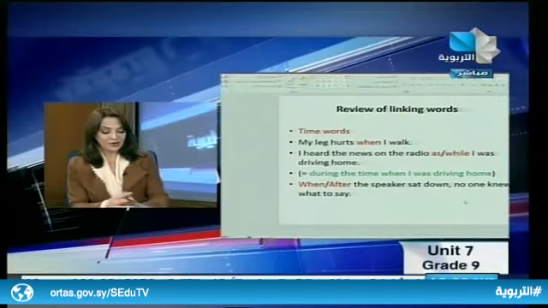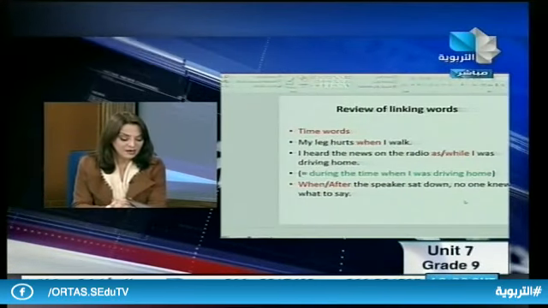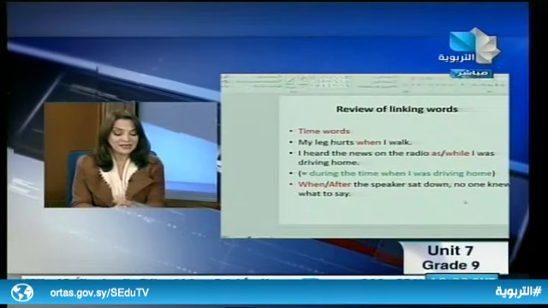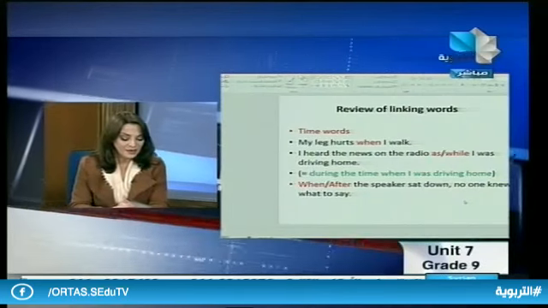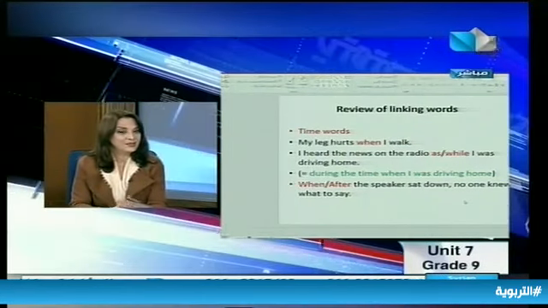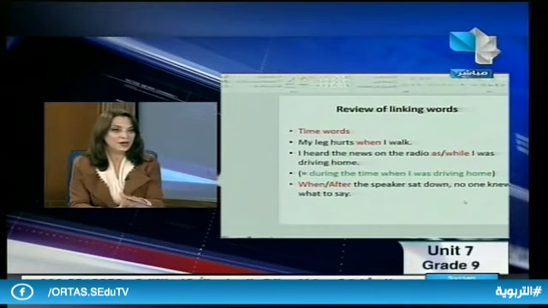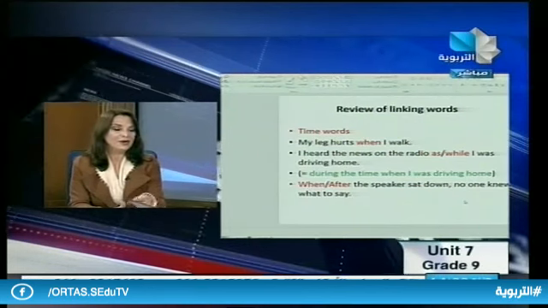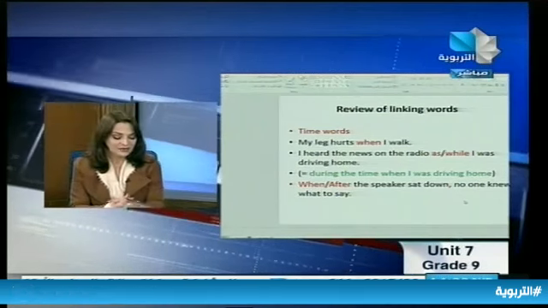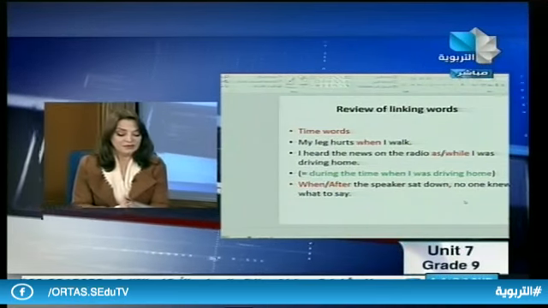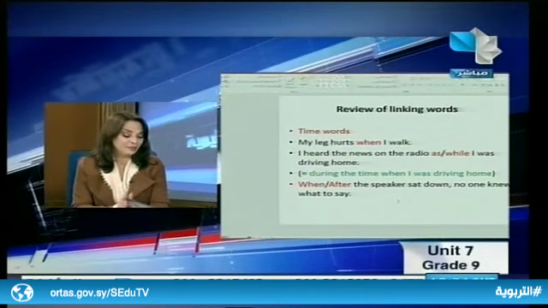I heard the news on the radio. Heard is the verb and it is past simple. This is the first part. I heard the news on the radio as I was driving home or while I was driving home. Here we have also two sentences, two clauses actually linked together by the word as or the word while, which have now here the same meaning. You can say as to mean while, and you can use while to mean as. They have the same meaning here. The first part has the subject I and the verb heard, and heard is the past simple.